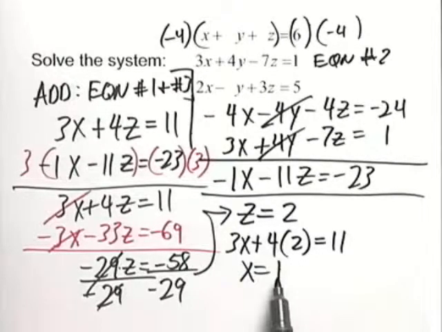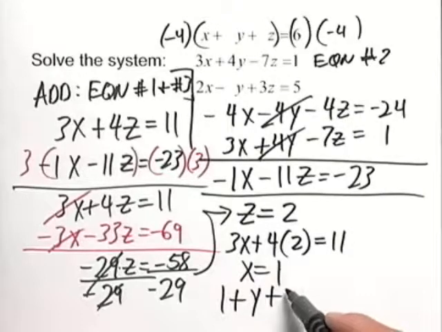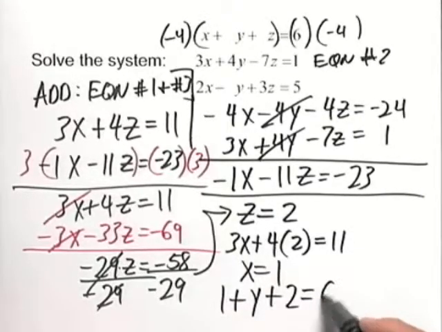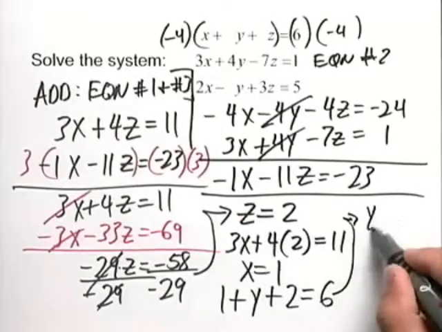Now if we plug x equals 1 and z equals 2 into the original, we can find our last remaining coordinate. So let's do that here quickly. 1 plus y plus 2 in this case, that is equal to 6. And it's pretty obvious that y is equal to 3.